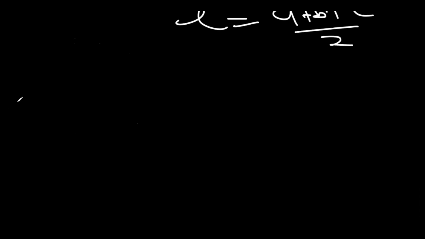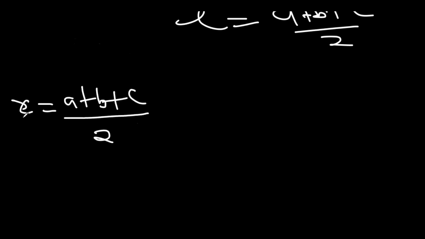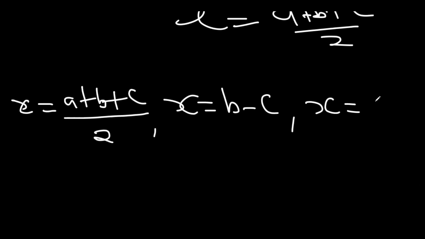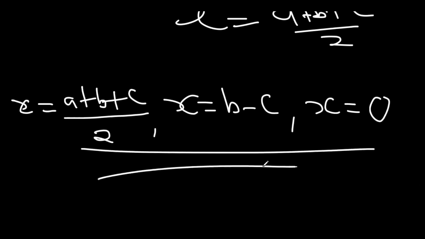So we have our 3 answers there. The first one, we can say it's a plus b plus c divided by 2. And then the other one, we said x was just equal to b minus c. And then the other one was x is equal to 0. So x is equal to these 3 answers here. So that's how you can solve that question.